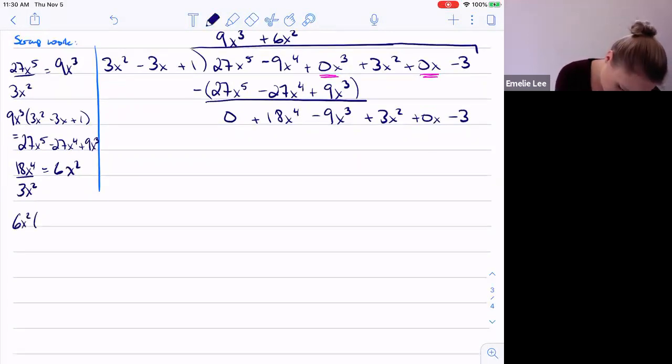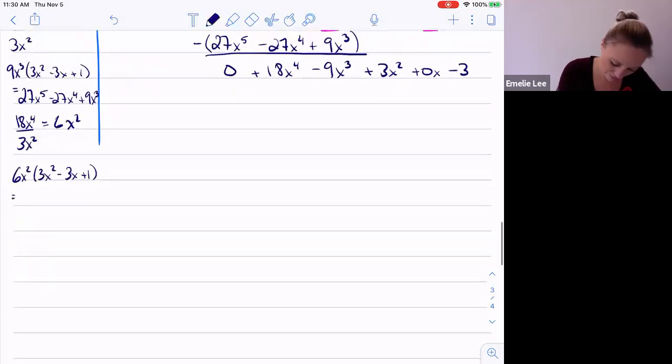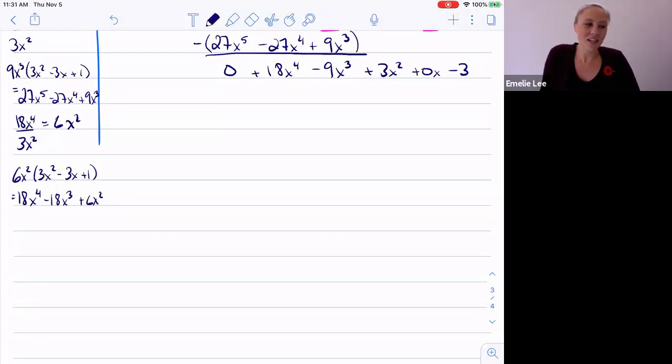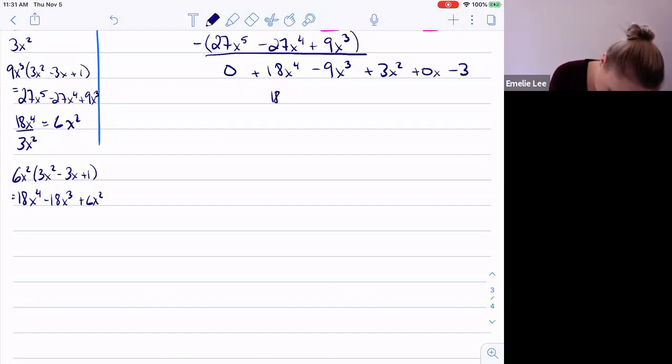6x squared times 3x squared minus 3x plus 1 is going to be 18x to the 4 minus 18x to the 3 plus 6x squared. All right. Subtract it. 18x to the 4 minus 18x to the 3 plus 6x squared, all being subtracted here.